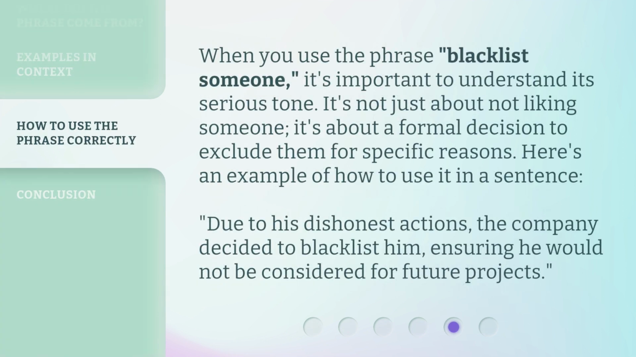When you use the phrase, blacklist someone, it's important to understand its serious tone. It's not just about not liking someone. It's about a formal decision to exclude them for specific reasons. Here's an example of how to use it in a sentence. Due to his dishonest actions, the company decided to blacklist him, ensuring he would not be considered for future projects.